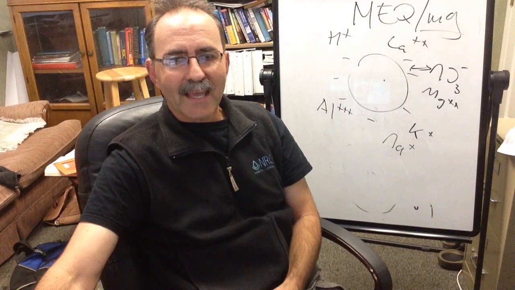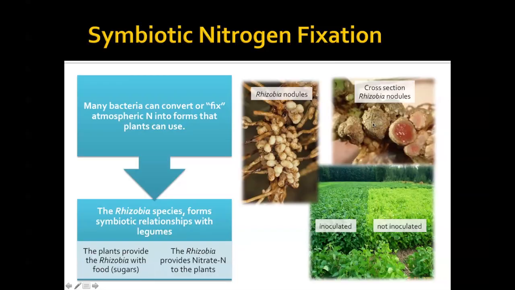So they get energy from the plant because the plant's able to photosynthesize, manufacture those sugars, and pass those sugars onto the rhizobia. The rhizobia, in turn, can do something which the plant can't do, and that is fix nitrogen.